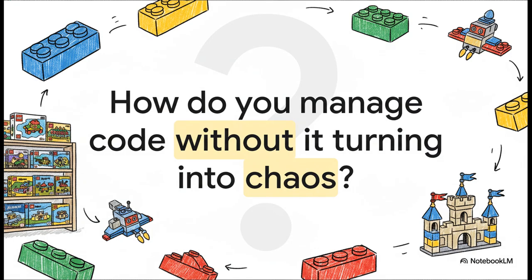Right, this is the big question, isn't it? It's like trying to build a life-sized Lego Death Star. You can't just have a giant pile of gray bricks on the floor. You need a plan, you need instructions, you need little baggies of sorted pieces. And that's exactly what Python gives coders. It's a system for managing complexity.